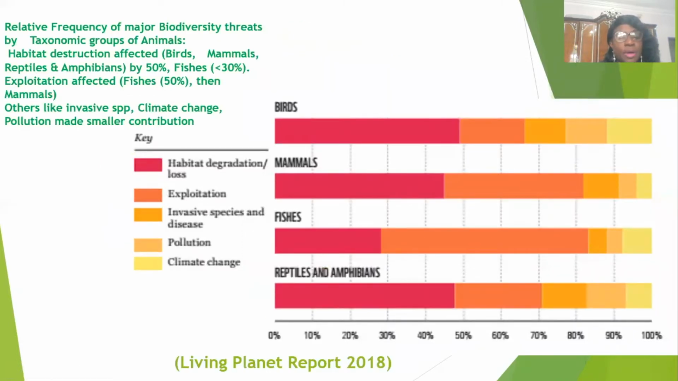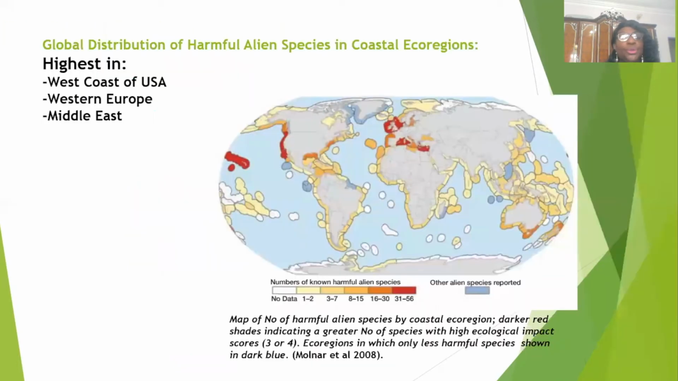This figure, also taken from Living Planet Report 2018, shows the relative frequency of major biodiversity threats by taxonomy groups of animals. Habitat destruction affected birds, mammals, reptiles, amphibians by 50%, and fishes by 28%. Exploitation affected fishes by 50%, and then mammals to a lesser extent, about 30%. Others, like invasive species, climate change, pollution, made smaller contributions.